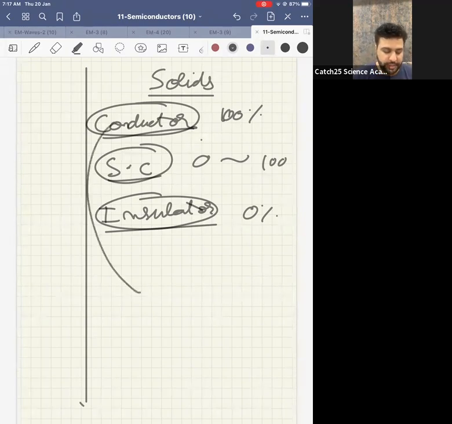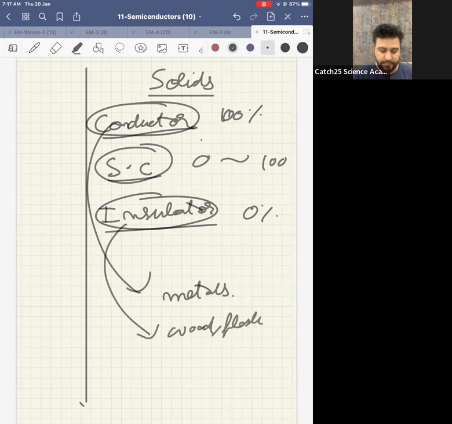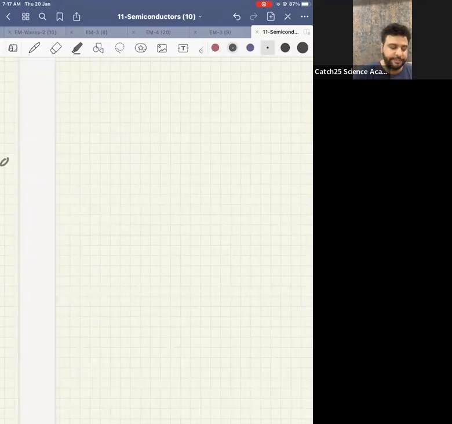Best example for conductor is all metals. Best example for insulator is wood, plastic, rubber, etc. And the best example of semiconductor is silicon and germanium. No need to write, I'm just giving you a basic idea. Okay. So let us do it again.